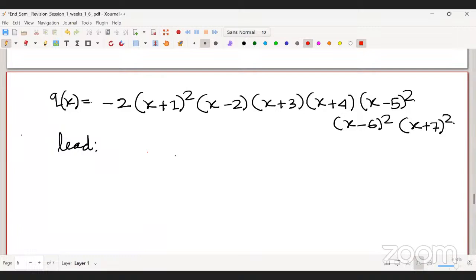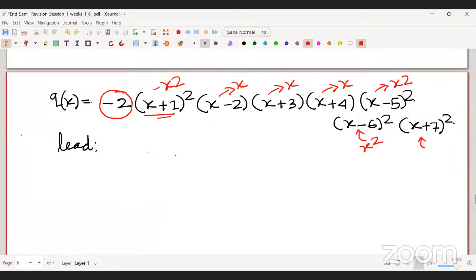So again, now if you see this particular polynomial, you have minus 2 here, right? And from here you will get x square. Again from here x, x square, and x square. So now if you multiply all these things, what will you get? Minus 2x to the power 11. Correct. Okay. So this is the leading term of this polynomial.